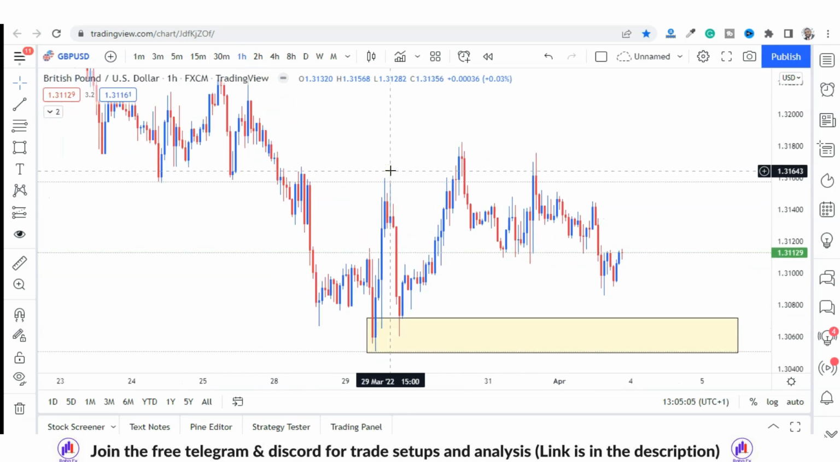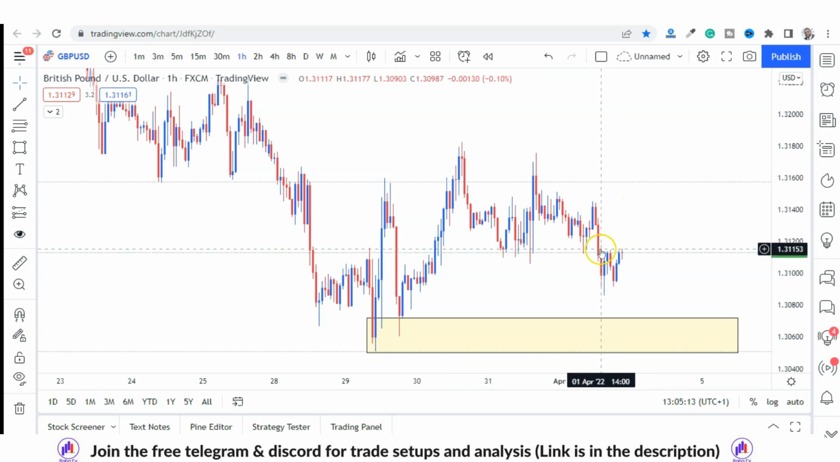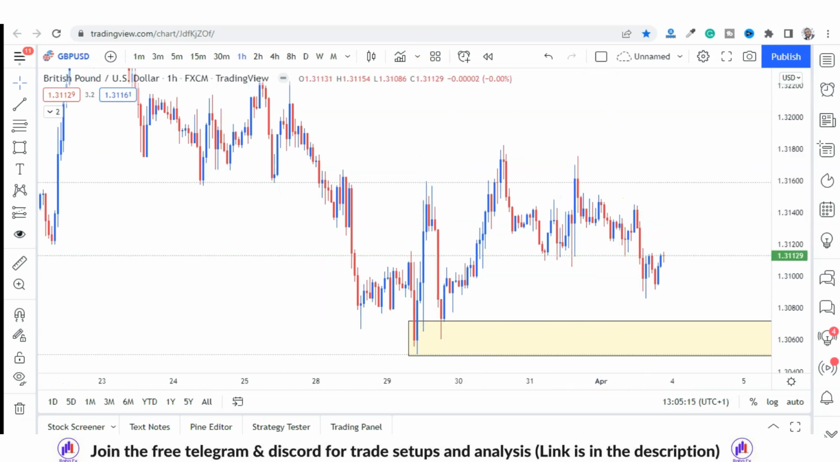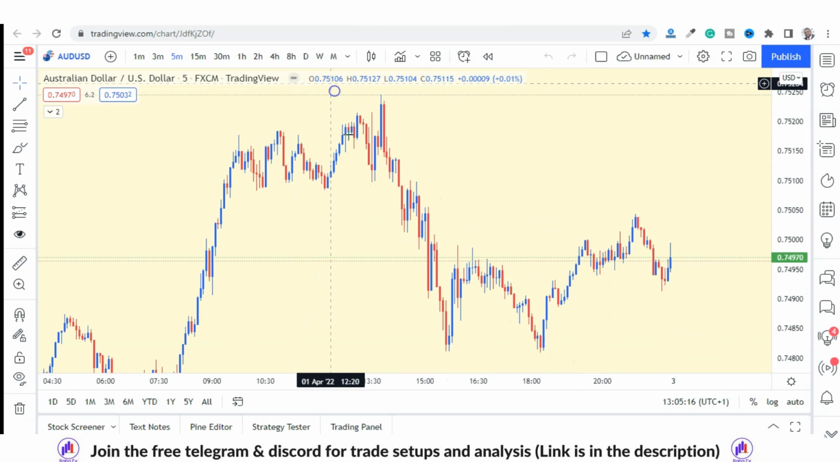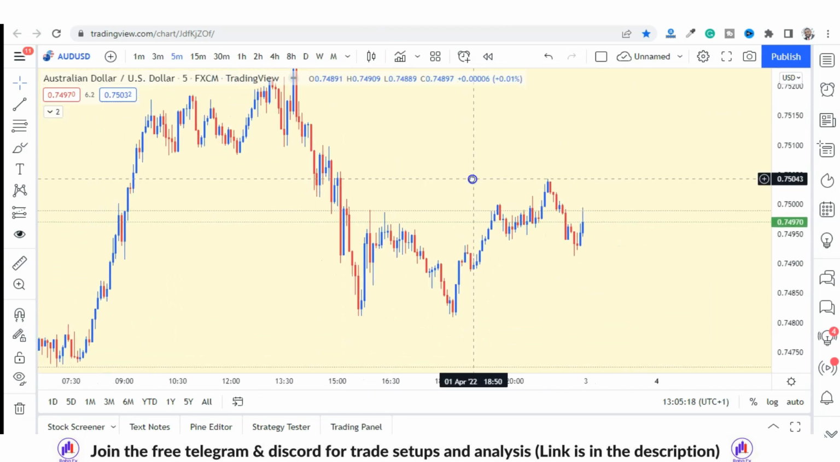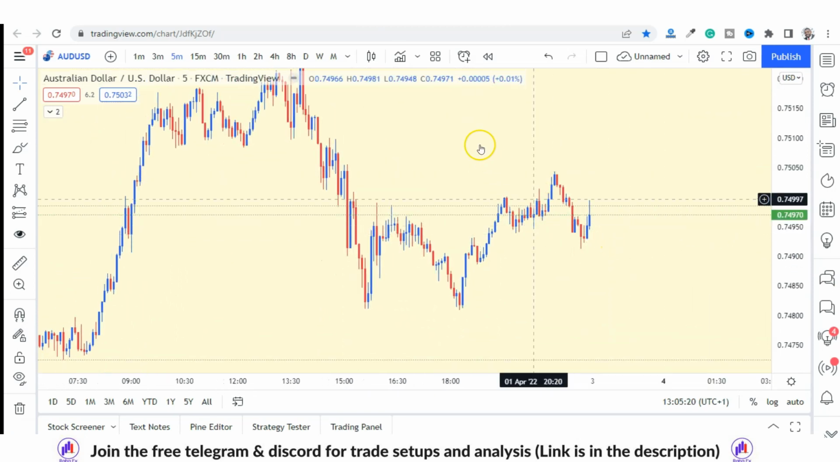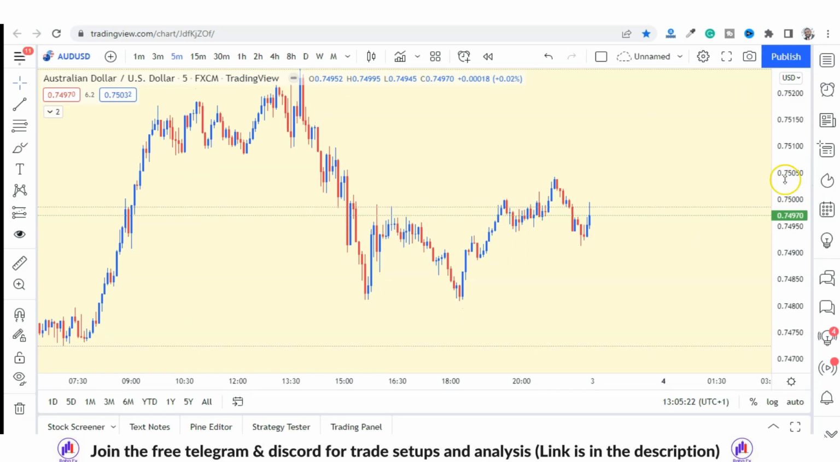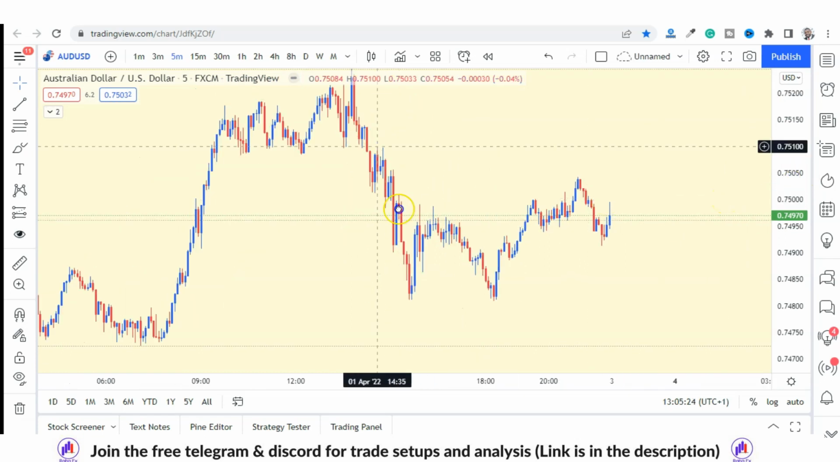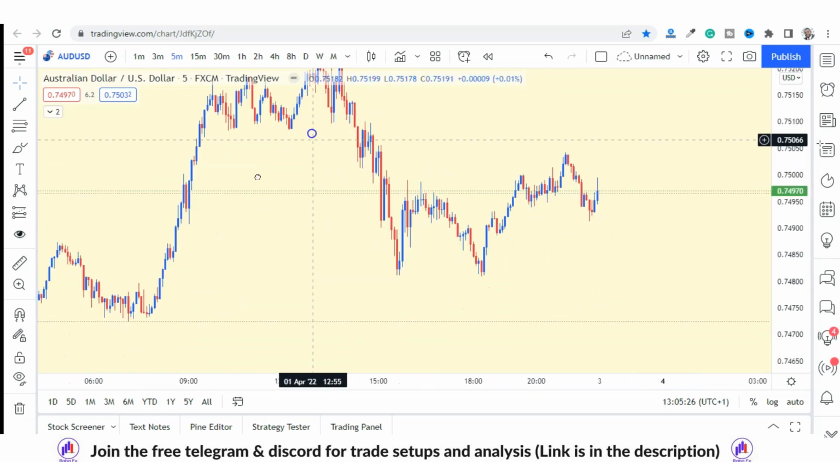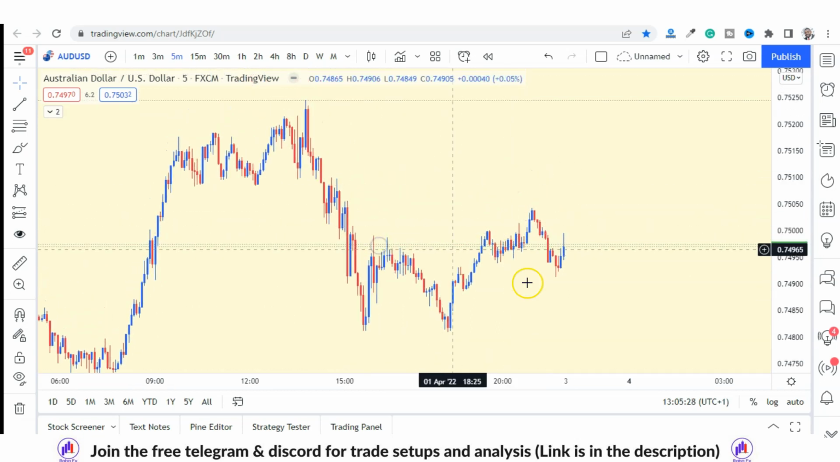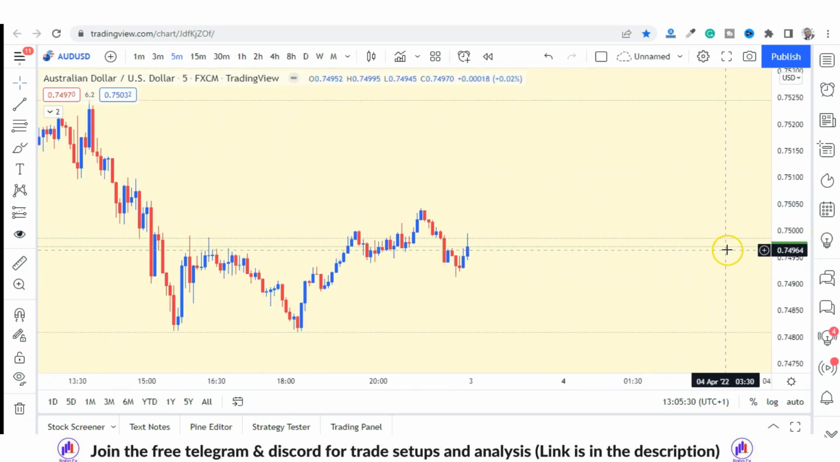Overall bearish, but currently the price action is bullish and we have to look for bullish setups. Okay, good. Now we're looking at the Australian dollar USD. What is the price action telling us? You don't need to look at all this. Just look at this current price action.